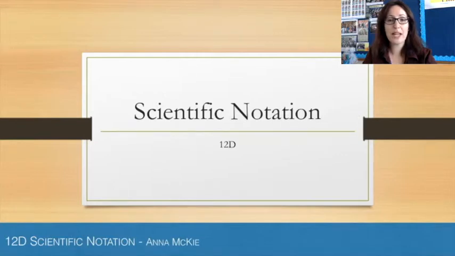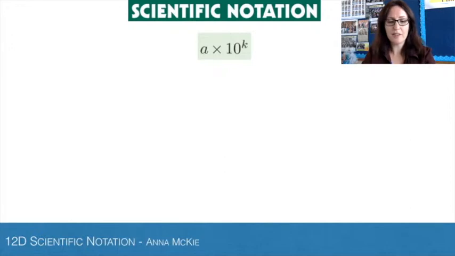Hello, I'm Anna Mackay and today we're looking at scientific notation. So that's in the form of a multiplied by 10 to the power of k. And the conditions that have to be met are that a has to be between 1 and 10. Now it can include 1, but it has to be less than 10.